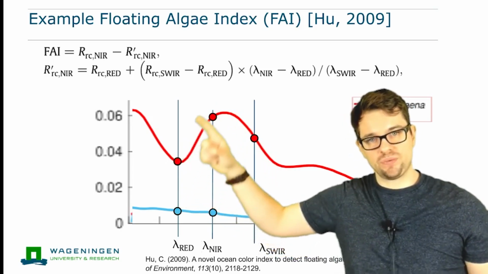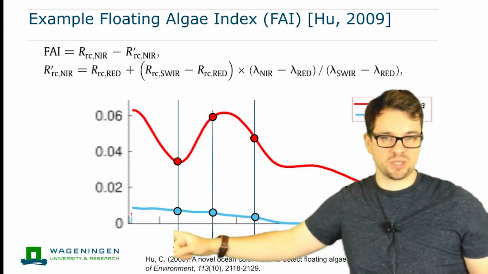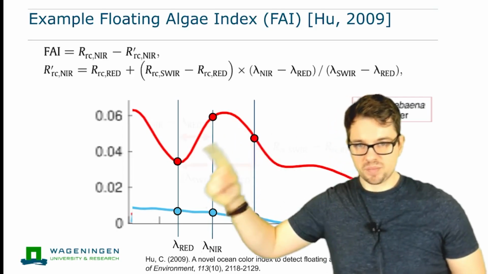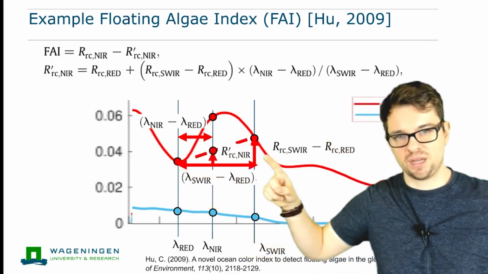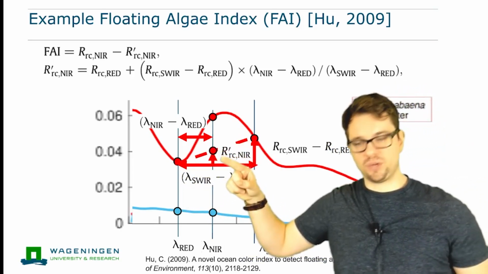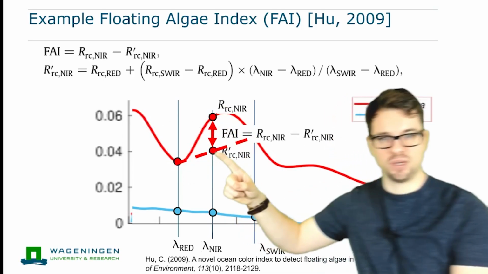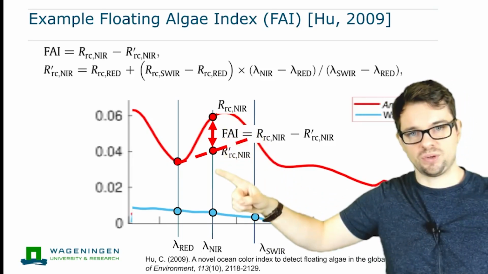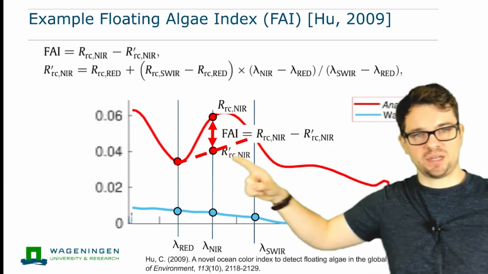And you do that both for the interesting Anabaena species, but also for the water spectra, for instance. And then you basically interpolate between these 2 points, which gives an interpolated near-infrared reflectance. Then you can compare this interpolated near-infrared reflectance with the actual measured near-infrared reflectance, and that will be the floating algae index. So basically the real near-infrared reflectance versus the interpolated one. And you see that you basically measure the humpiness of the spectra here.